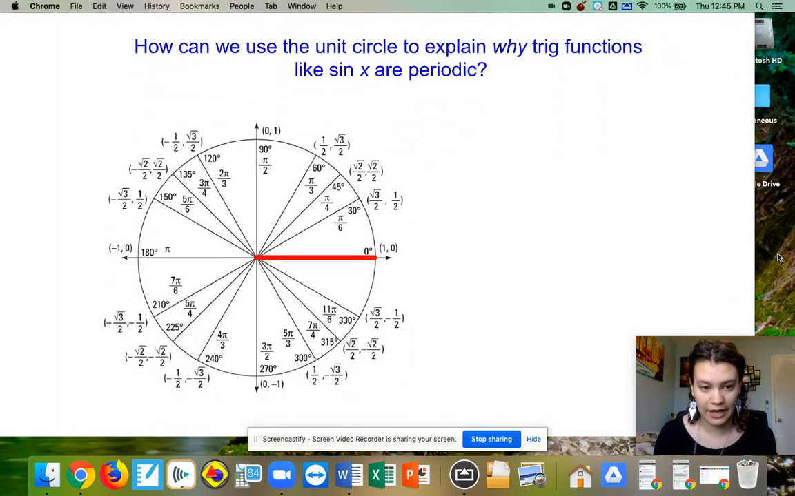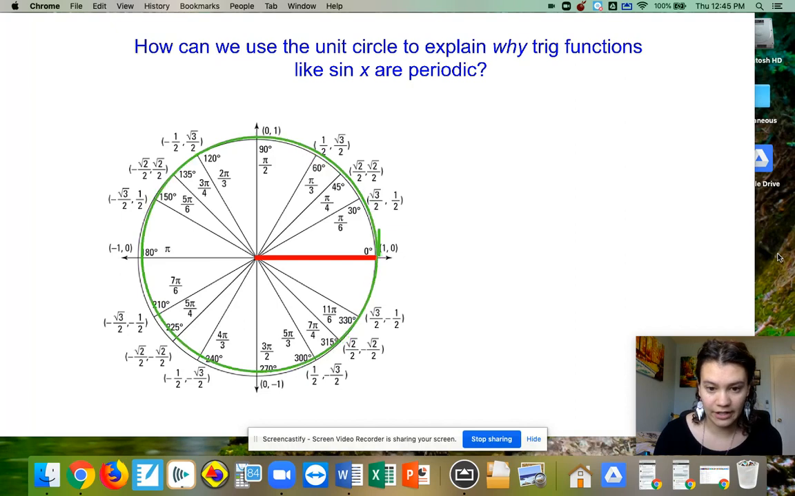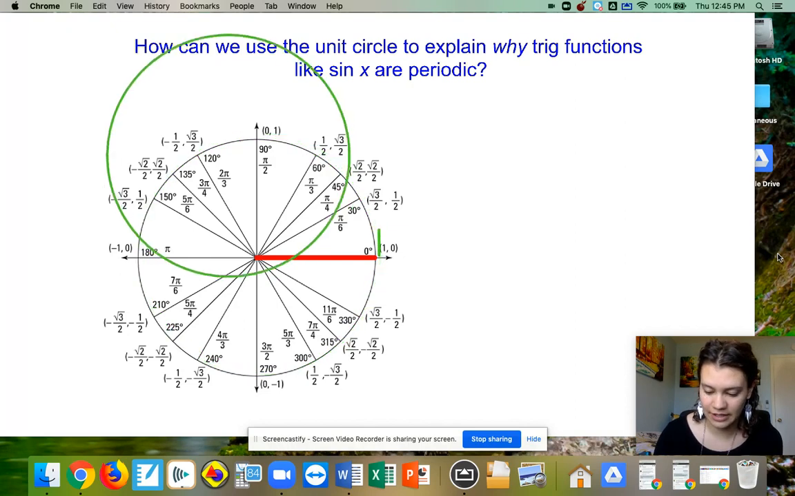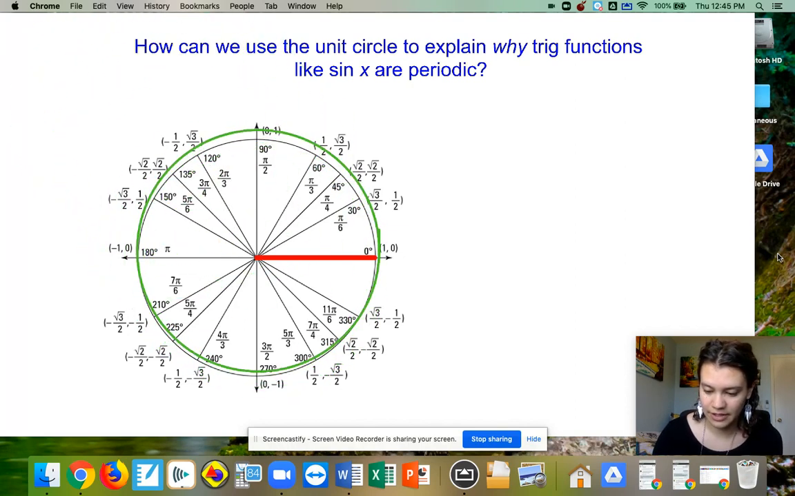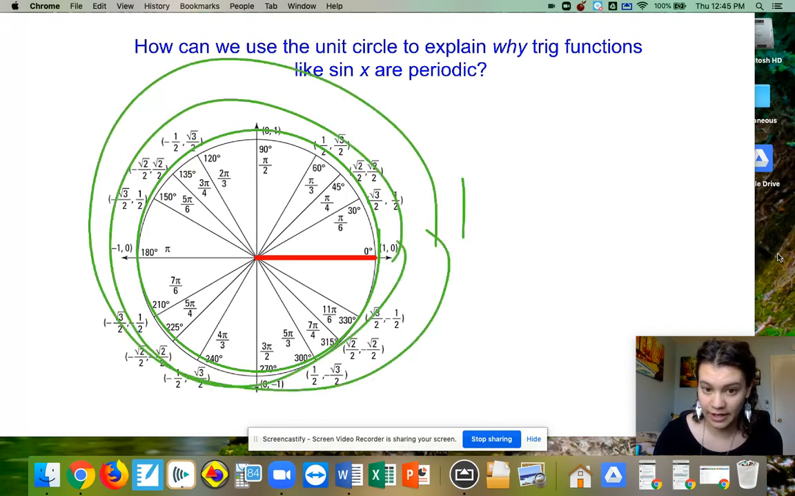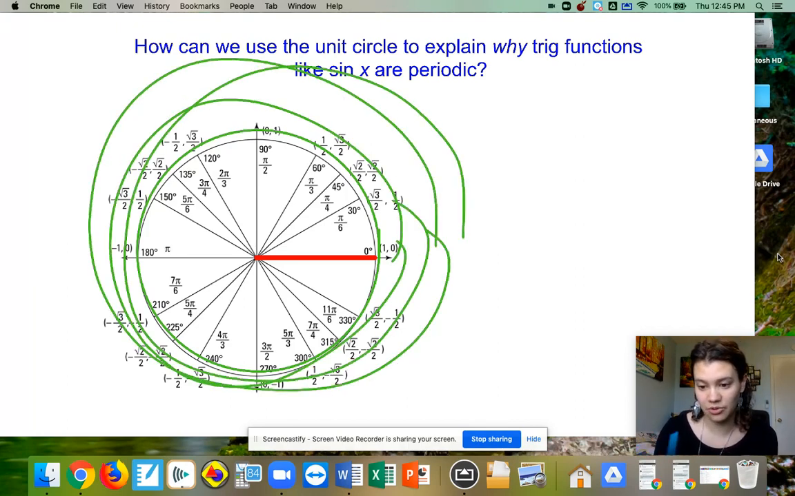I kind of just said this, but why can we use the unit circle to explain why a sine function is periodic? The reasoning is if I start at 0, 0, and then I keep going around the circle, once I hit here again, I'm going to start repeating the values, and then I can keep going around, and I'll keep hitting the same values again and again, no matter how many times I go around the circle. I'm not getting new values. So you're always going to go between 1 and negative 1.